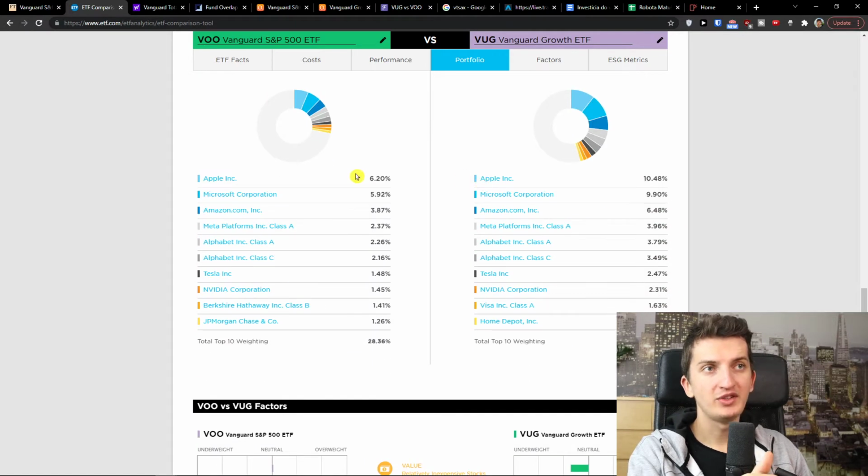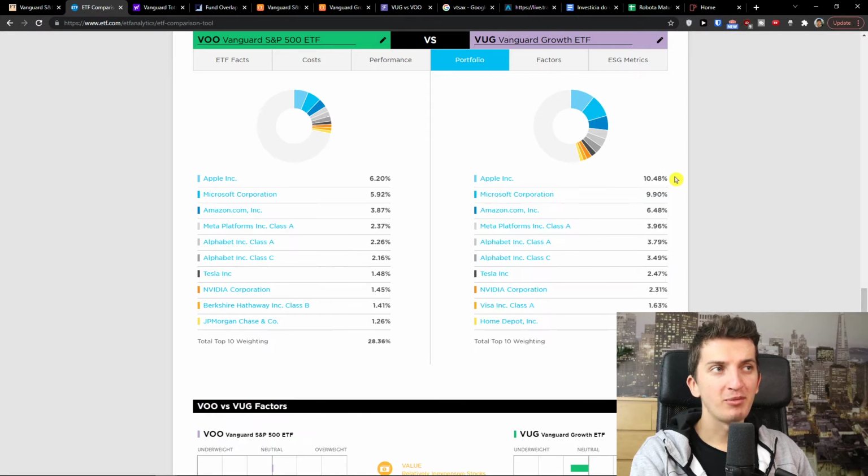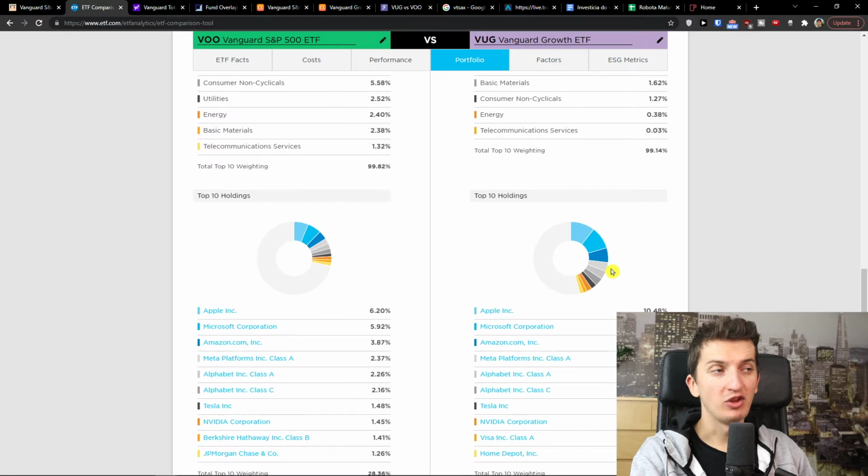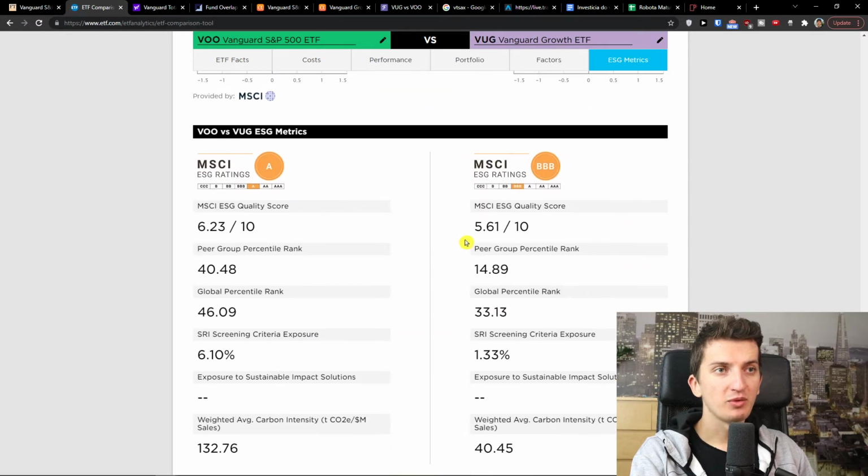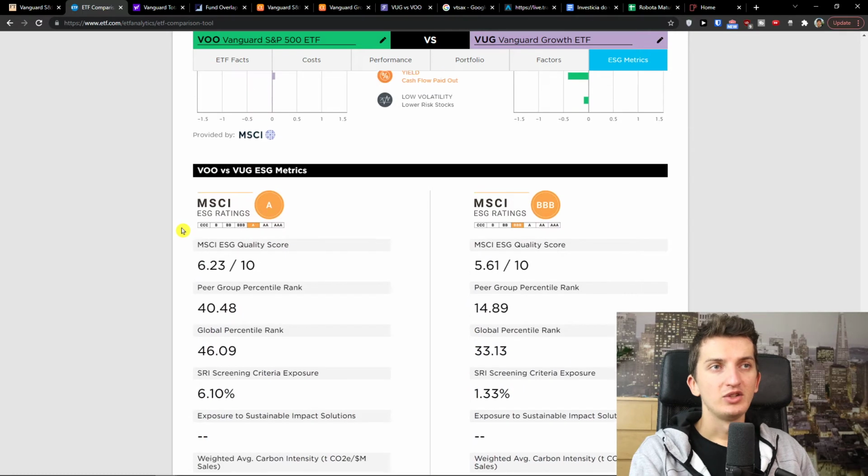And the holdings, look at this. Apple, 6.2. And we're going to see Apple 10%. They are similar, all of these. Then Visa is here, which is 1.63, and Home Depot, 1.51. And look at it, Microsoft Corporation, Amazon, they're higher, so primarily technology. And of course, when we go further, look at this, the quality score of 5.61. The quality score of VOO is 6.23. So it's up to you.